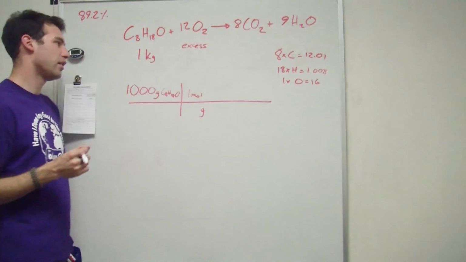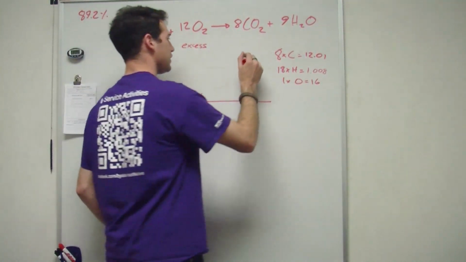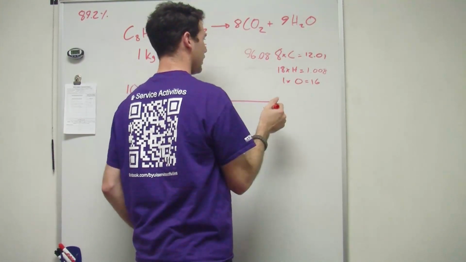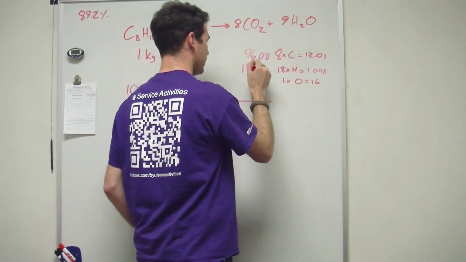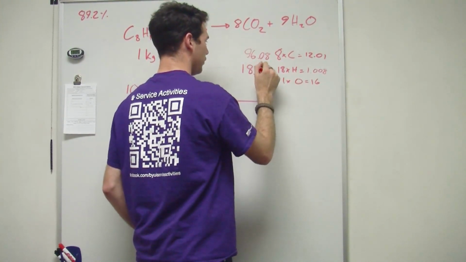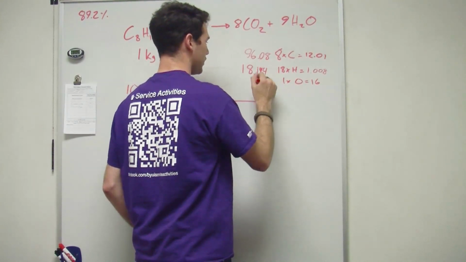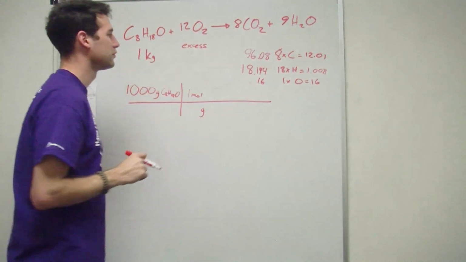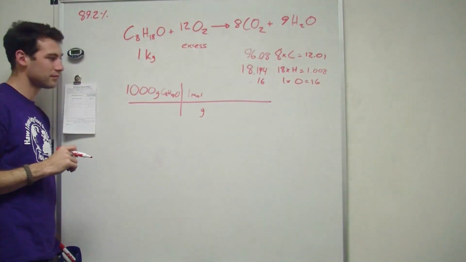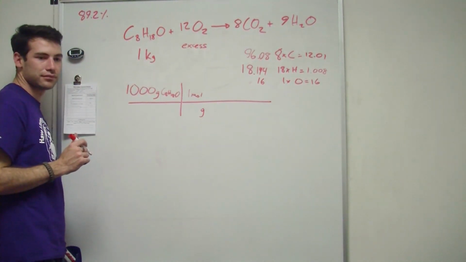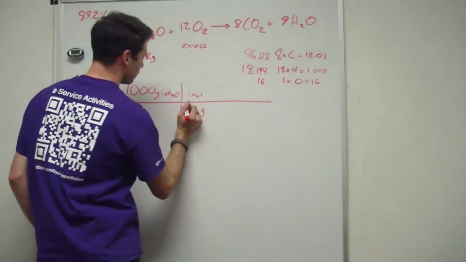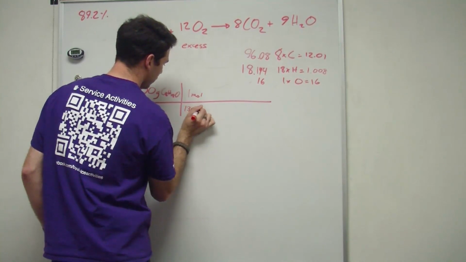So 8 times 12, that's going to be 96.08. And then we got that, so it's going to be about 18.144, plus 16. So we add all that together. 130.22.